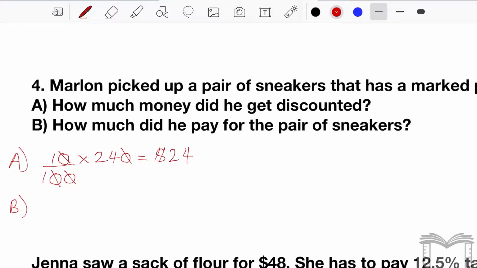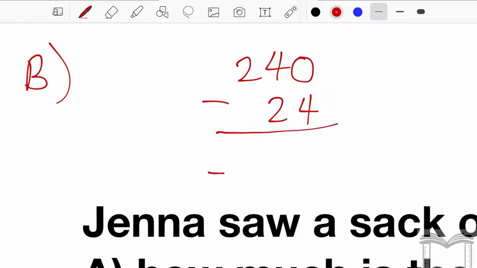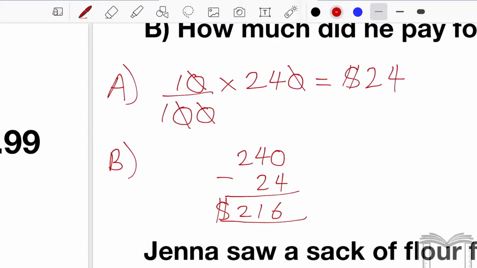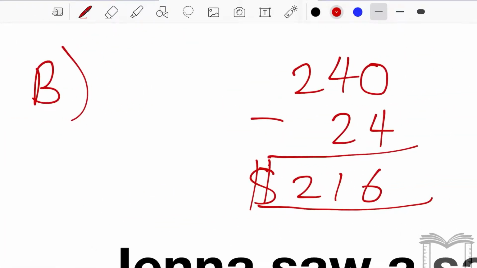For B, they're asking us what percent discount. No, sorry. How much did he pay for the pair of sneakers? So, the original price was $240. The reduction is $24, or the discount is $24. So we subtract. We will get $216. But this is how much Marlon paid.